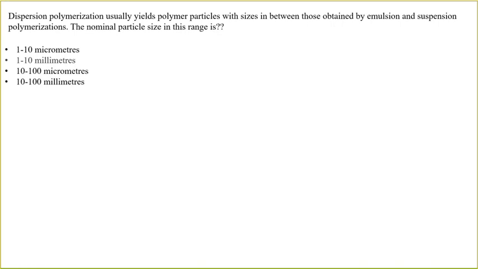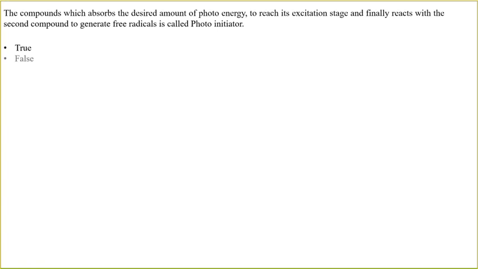You will be able to find the answer for this question just by going through the initial descriptions of the emulsion and suspension polymerization processes. So because of this, the correct answer for this is 1 to 10 millimeters.